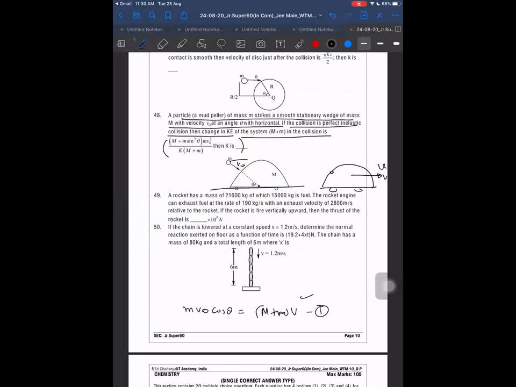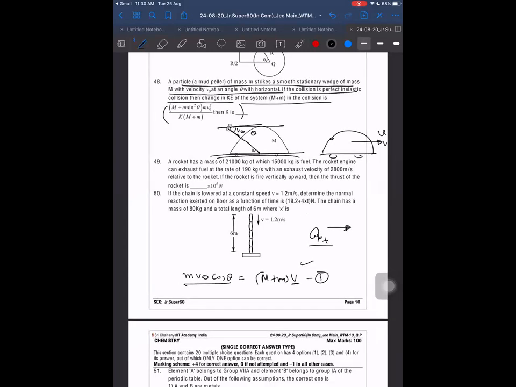But v naught is along this direction, not along the horizontal. So I cannot apply total m v naught equal to this. Momentum is conserved only along the x-axis, so I have to write conservation of momentum along horizontal. This is one equation. From here we can get v.